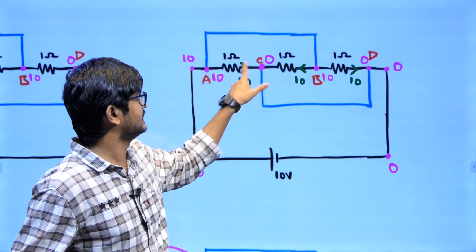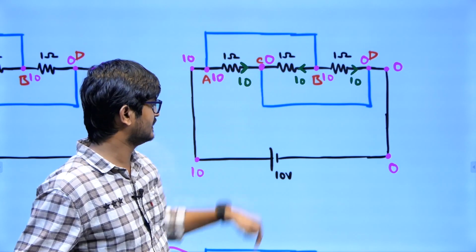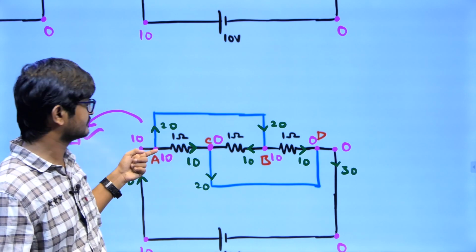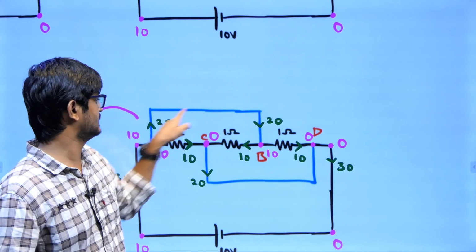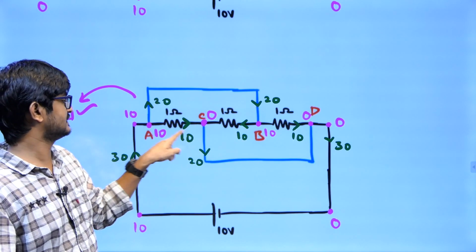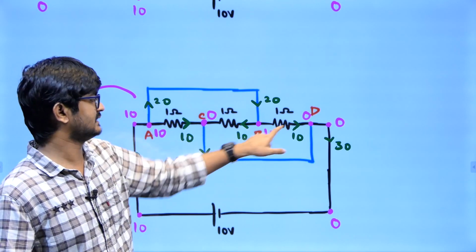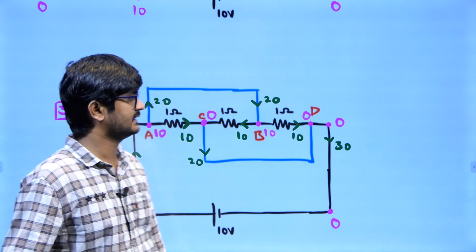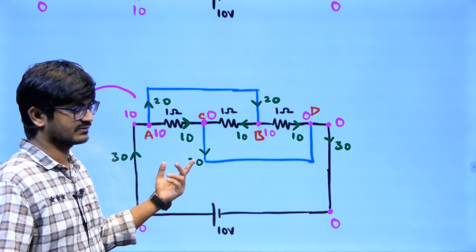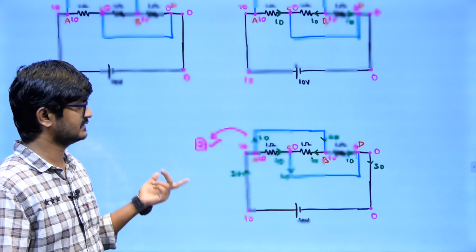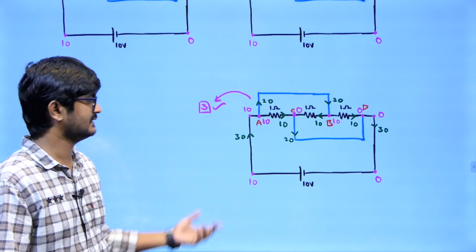Now I can use KCL here. 10 is incoming, 10 is incoming, so 10 will be outgoing. Similarly, 10 is outgoing, 10 is outgoing, so 20 must be incoming. If this is 20, this will be 20. Now this is 20, this is 10, so this will be 30. Now this is 10, this is 20, so this will be 30. So you have the total current, and you can also find the equivalent resistance, which is a common question. They will be in parallel, right?